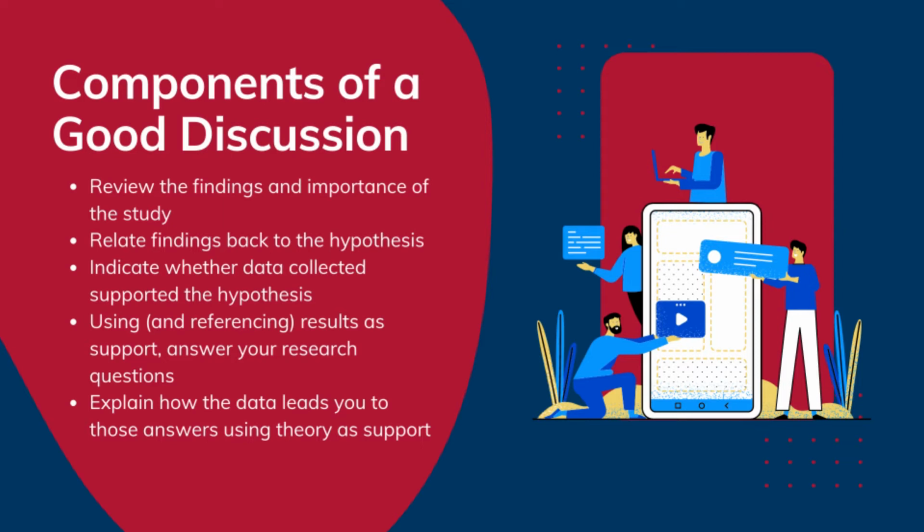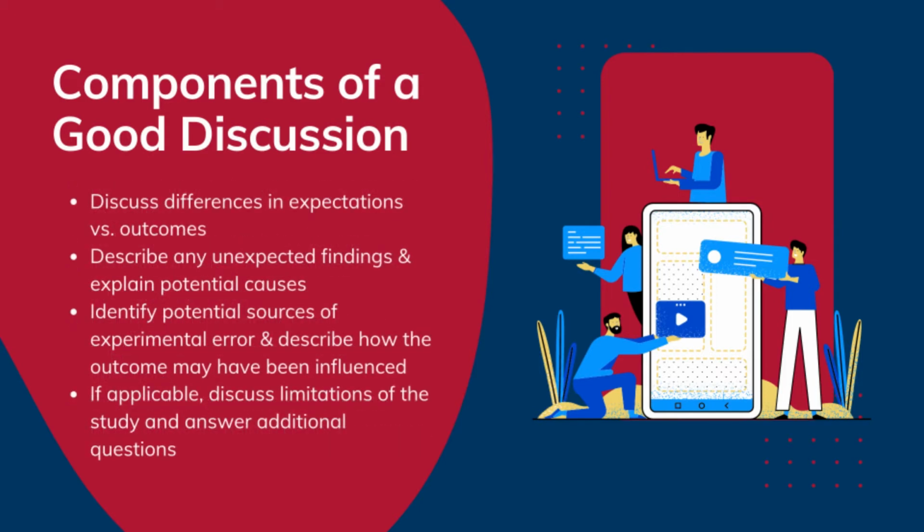Don't just say, the hypothesis was confirmed. Use theory to support your explanations. You should discuss, not just state, differences between obtained and anticipated results. Briefly describe any unexpected findings in the order they appear in your results section, and provide a plausible explanation as to why they occurred. Once again, don't just say, the results were expected, or the experiment went well.